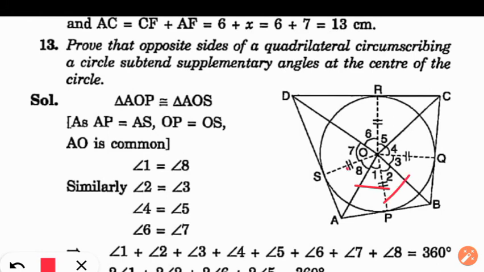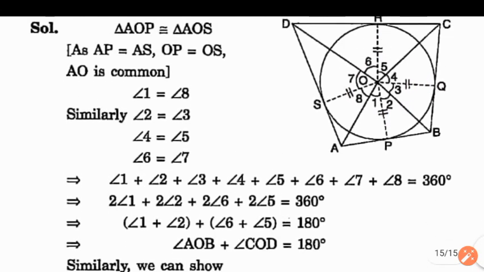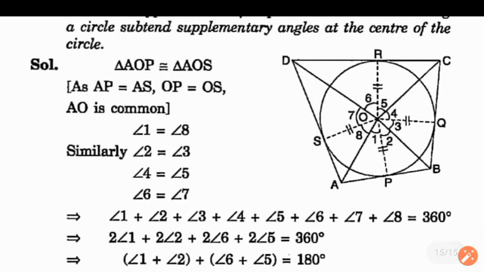Similarly, angle 2 must be equal to angle 3. Angle 4 must be equal to angle 5. Angle 6 must be equal to angle 7. See, this is what we have. Now, by adding all these 8 angles, angle 1 plus angle 2 plus angle 3 and so on, what will we get? We will get 360 degrees, right? So we have 360 degrees.